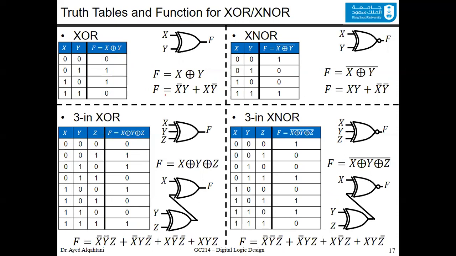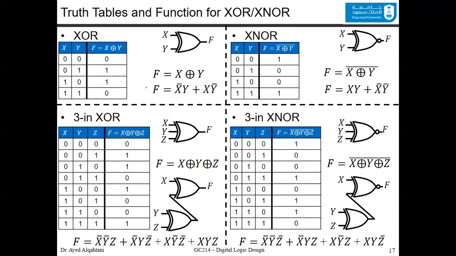The function of the XOR, you can generate it by looking at the ones on the truth table. This is when the function is equal to 1, and this happens when x is 0, meaning it's x bar, and y is 1, which means it's y. That's the first case. Or the other case, which is when x is equal to 1 and y is equal to 0. So that's the function of the XOR.